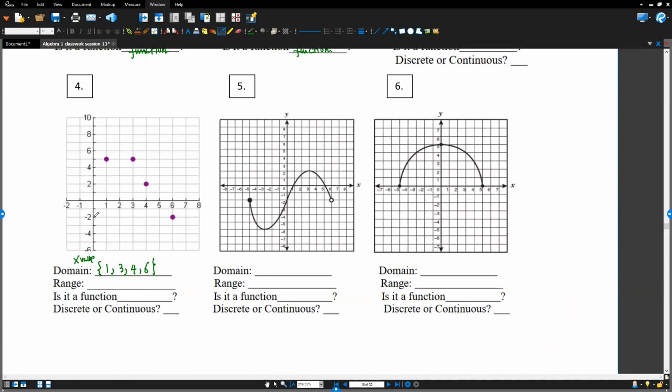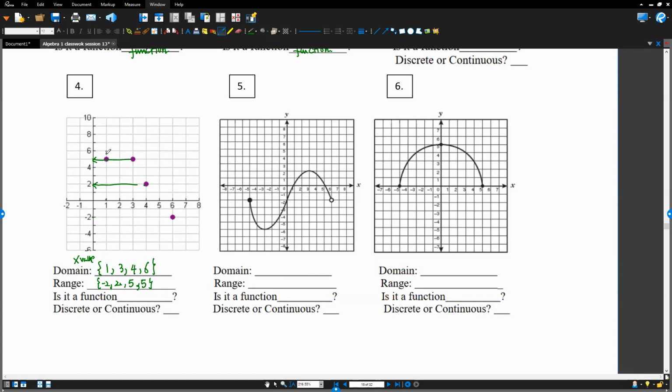Range is the y value. This is negative 2 over here. We have a point. This point, the value of y is about 2. This point, the value of y is about 5. Another 5, same point, but you can use the same thing. It's okay, or you can just use 5 one time. That's the range. This is a function, right?